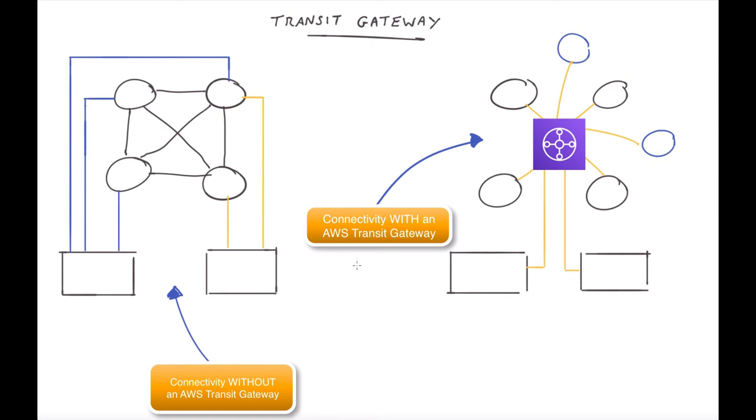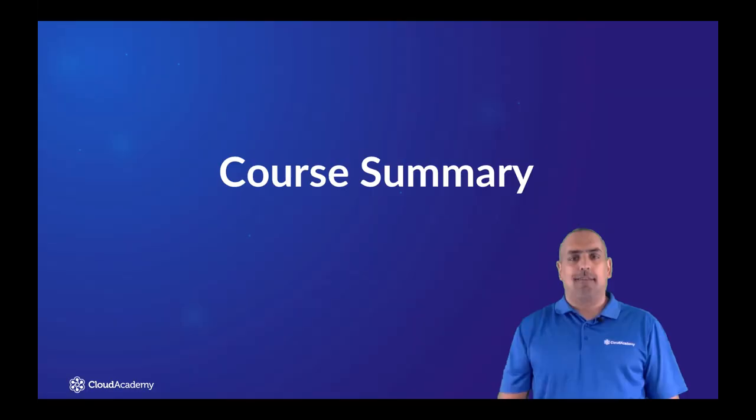So that was just a very quick, high-level overview of AWS Transit Gateway and how it differs from the VPC peering. And that's the last component I want to discuss in this course relating to VPCs and network connectivity. So in the final lecture, I'm just going to quickly review what we've covered throughout this course.